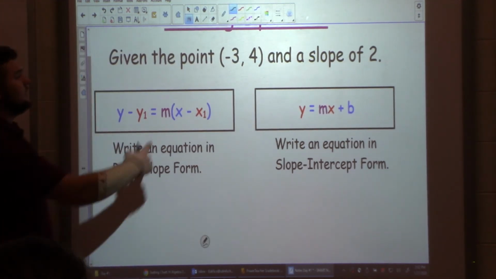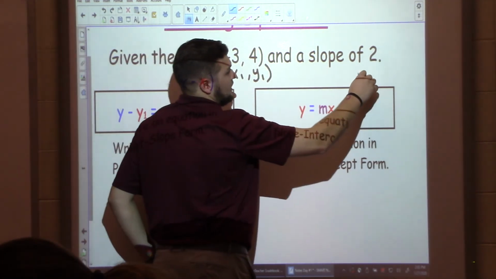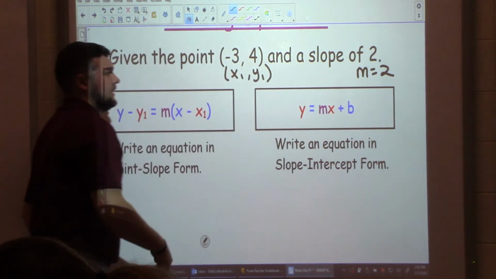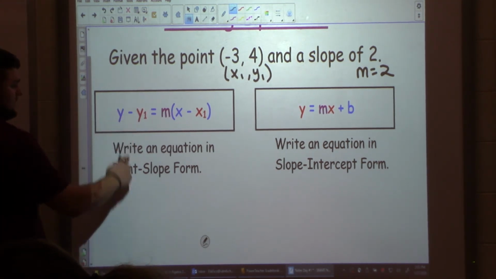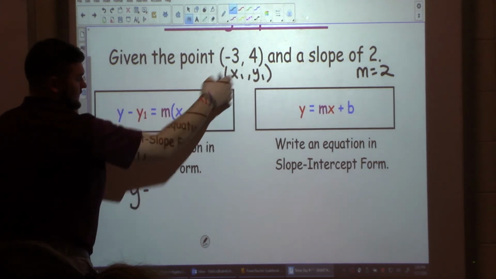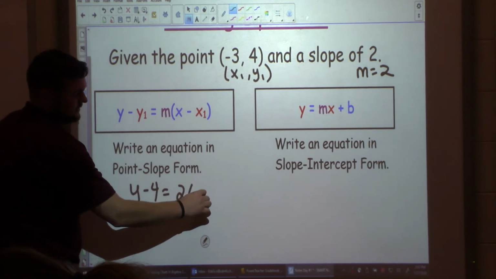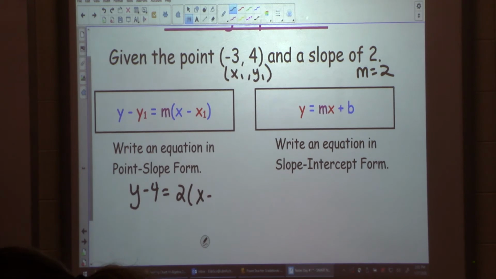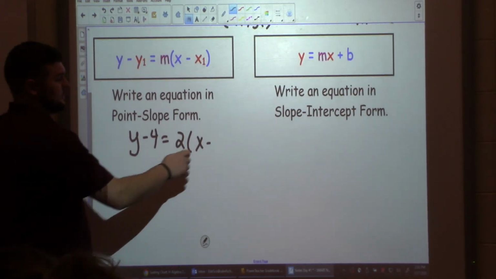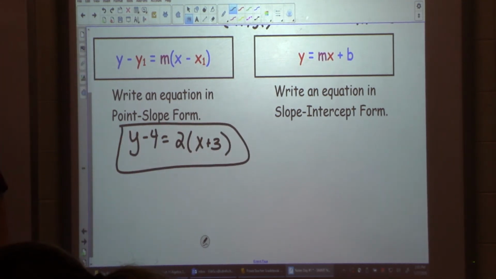So we're going to take our point, which I'm going to let be x1, y1, and our slope, so m equals 2, and I'm going to plug it into my point slope form. Well, y minus y1 would be y minus 4 equals, I have a slope of 2, and x minus x1, or x minus negative 3. What happens to x minus negative 3? It becomes plus 3, right? So it becomes x plus 3. And that's point slope form right there.